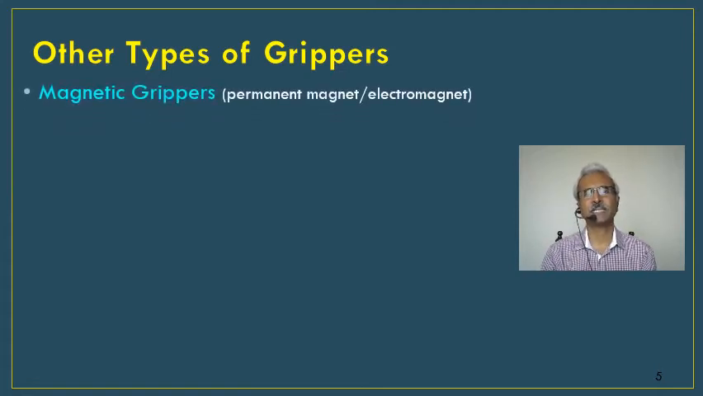Magnetic grippers, of course, could be permanent magnet or electromagnet. Magnetic grippers are interesting because can we use the magnetic property as a gripper? Why does this discussion come up? Because if you take the normal grippers, we discussed two fingers, and we felt sometimes two fingers may not be sufficient to hold. Then we needed three fingers, right? All these things are there, and you design a gripper for one particular size and shape.